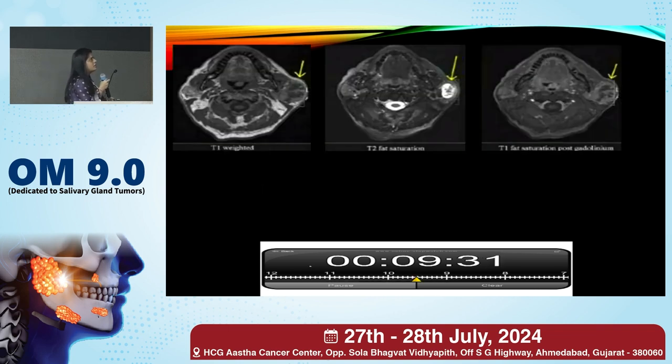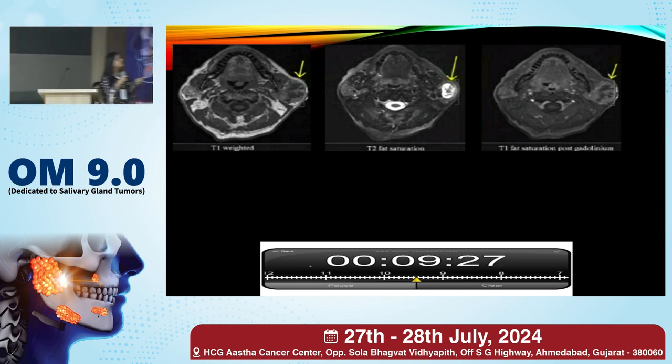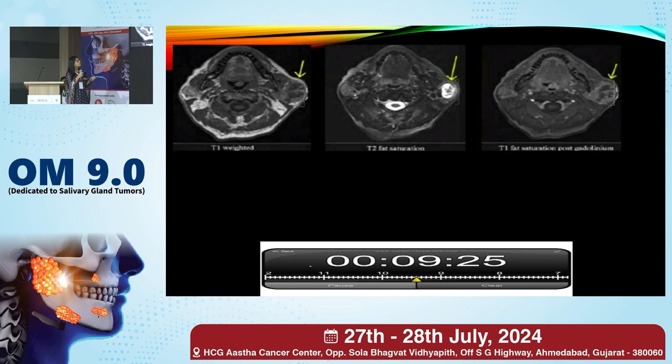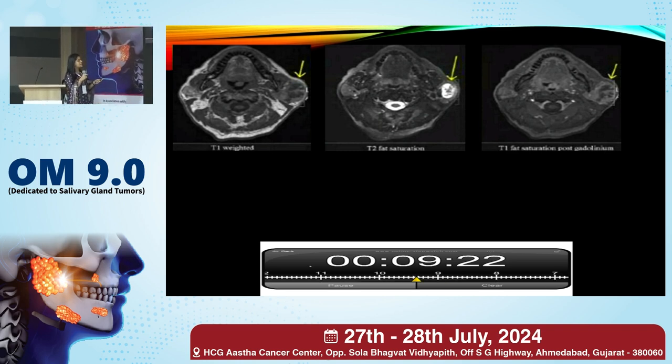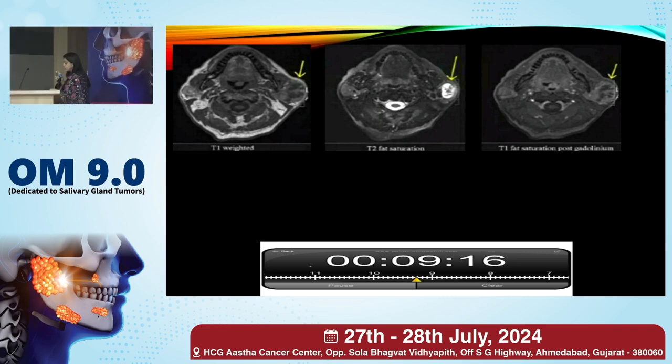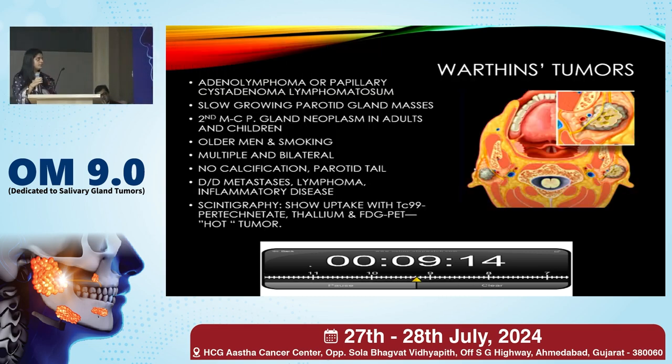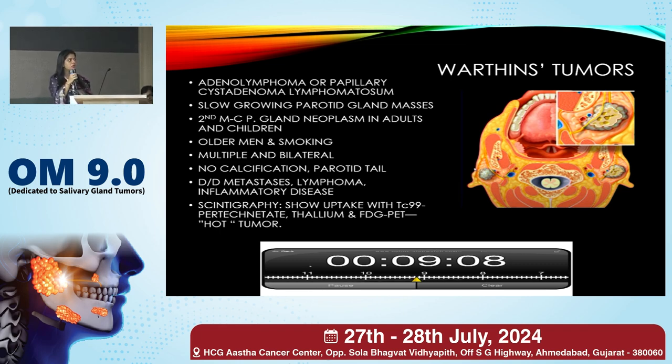Then MRI was done. On MRI we see that on T1 it is heterogeneously hypointense, on T2 FS it is heterogeneously hyperintense, and it shows minimal post-contrast enhancement. On FNAC this came out to be Warthin's tumor. Warthin's tumor is a slow-growing tumor. It has a relation with old men and smoking.